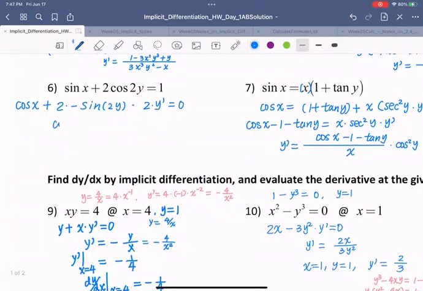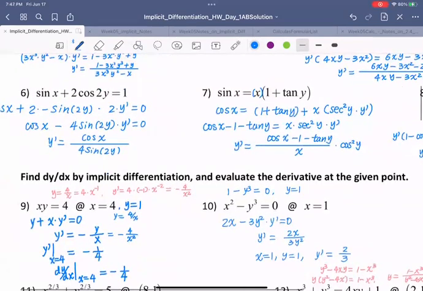So this is cosine x minus 4 times. Yes. So y prime equals? Cosine x over 4 sine 2y. You got it now? Okay, that's it.